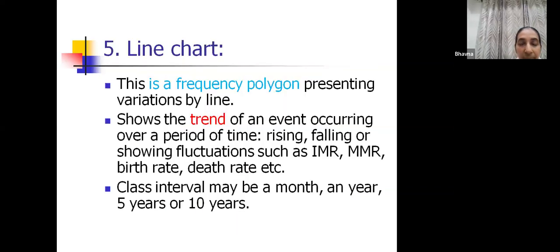Okay. Line chart. Just go through the theory and then we'll do the practical also. This is a frequency polygon presenting variations by line. It shows the trend of an event occurring over a period of time. For example, it might be rising, falling, or showing fluctuations, such as infant mortality rate, maternal mortality rate, birth rate of a country, death rate of a country, and so on. Class interval may be a month, a year, 5 years, or 10 years.